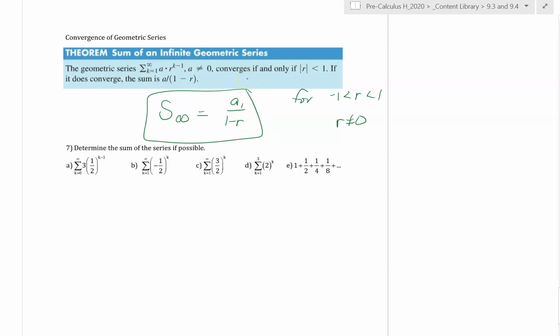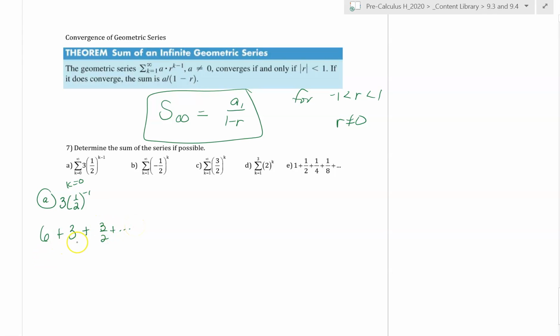For the first one, for part A, I think it helps if you generate some terms. So let k equal 0, and you get 3 times 2, so that would be 6. Then we'll let k be 1, and let k be 2, etc. So we generated some terms.